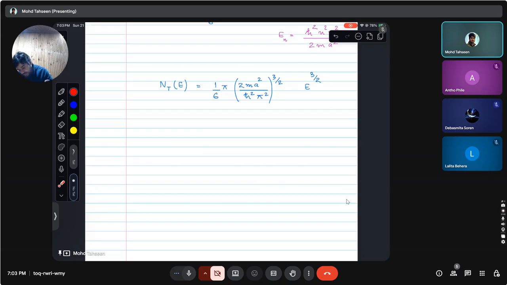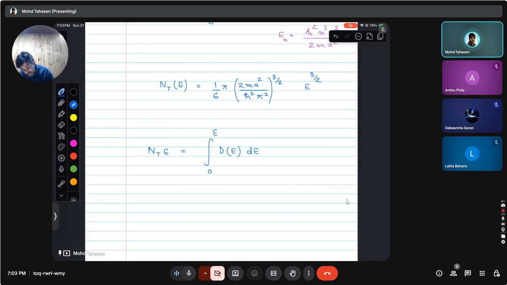Okay, so now this is the total number of allowed states. If there is a density function, it should be related to some density function d of E in such a way that this N_T of E should be equal to the integral from 0 to E of this thing, right? So there should exist a density function such that if we integrate it over energy from 0 to E, it should give us this value here. And that will give us this d of E. This consideration will give us d of E.